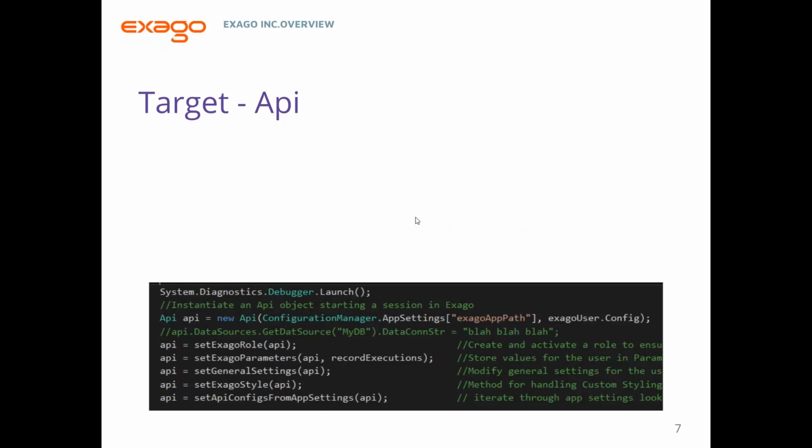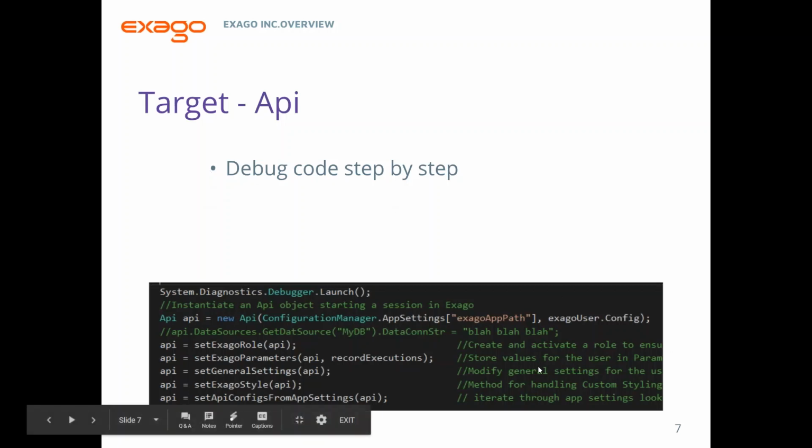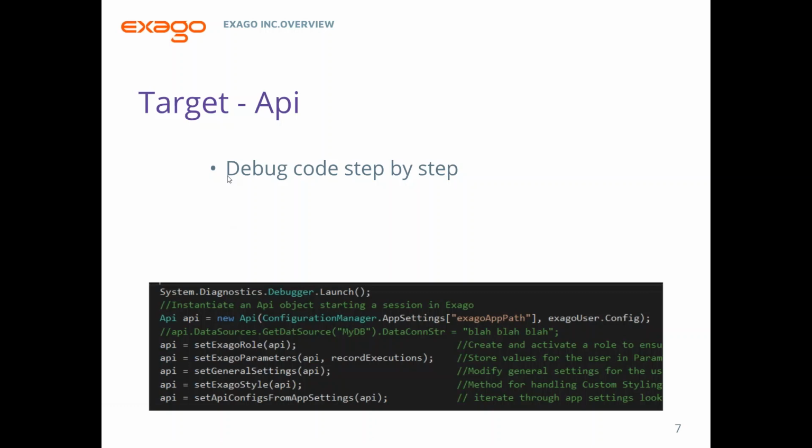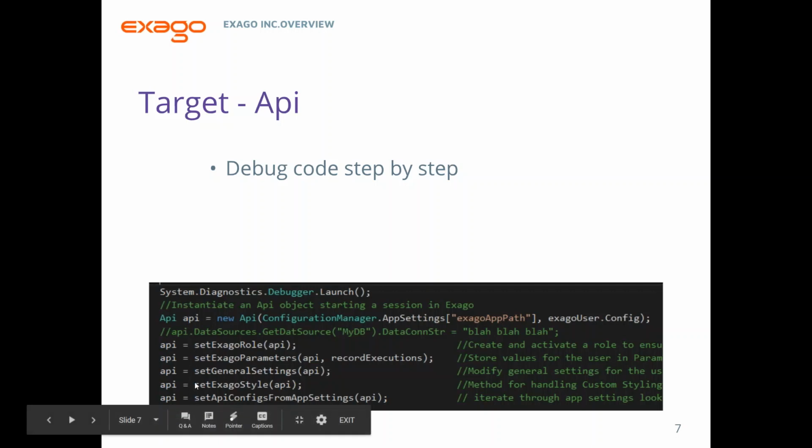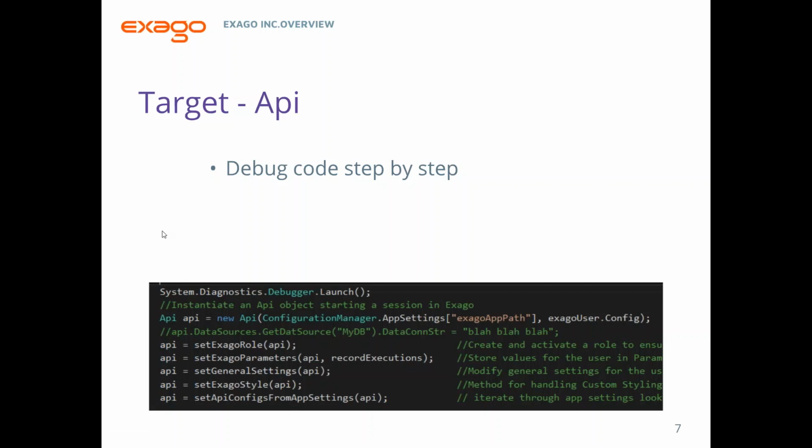Okay, so first up, we want to target the API. And the way we can do that is twofold. First, we can debug our code. If you were on with us at the API lab, we did one on the .NET and REST API, we actually did exactly this. We added a debugger launch to our host application's code right before it instantiated a session with Exago, and then we stepped through all the things our API code did to make sure each one was successful. We didn't get an error message somewhere along the way, preventing the application from launching.